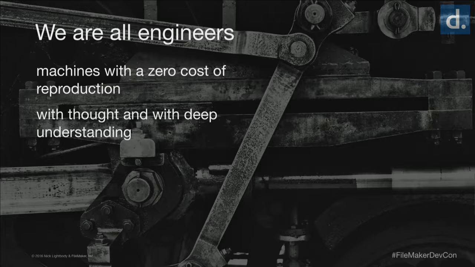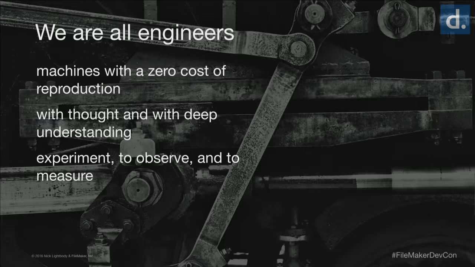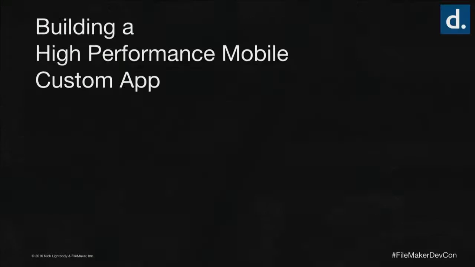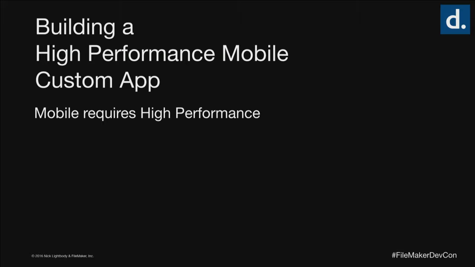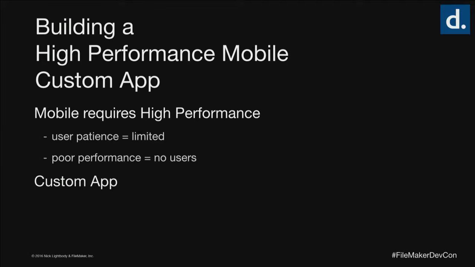We all are building machines, amazing machines often, with a zero cost of reproduction. This is staggering, what we can achieve. And I suggest to you that in doing that, we need to apply great thought, we need to try and achieve deep understanding, we need to experiment, to observe, and to measure in order to get the performance we can achieve. I think that building mobile apps, they do have to be fast. If they're not fast, well, user patience is limited. If something doesn't happen within a few seconds these days, people just go somewhere else. So poor performance equals no users. So for me, great performance is essential.